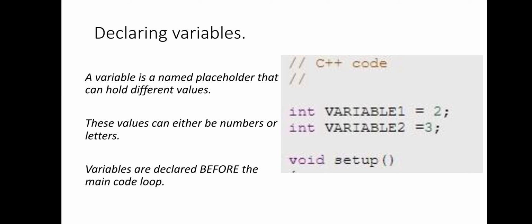Now, you can go into more detail about variables, like for example the difference between a global and a local variable, or different initializers. So rather than int, it could be volatile, byte, float, but that's a bit too much detail for this video. I'm just going to be covering the basics.